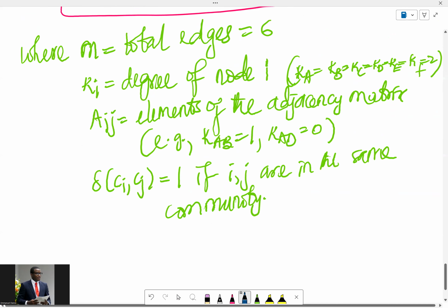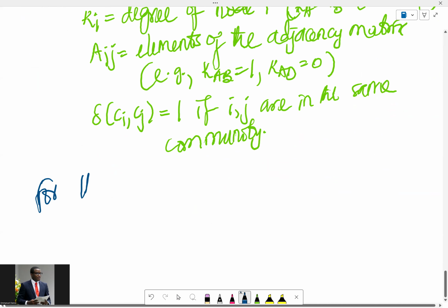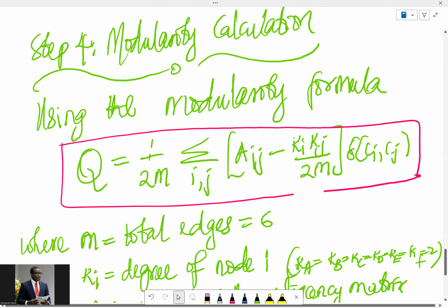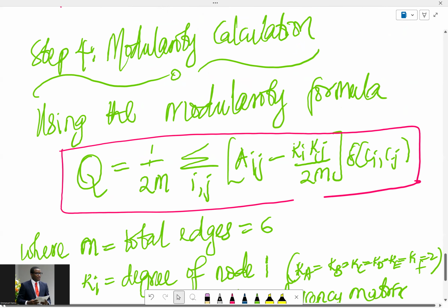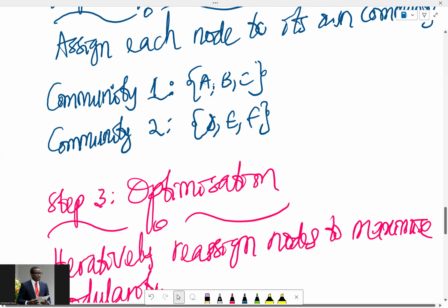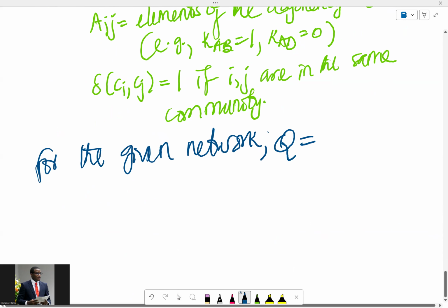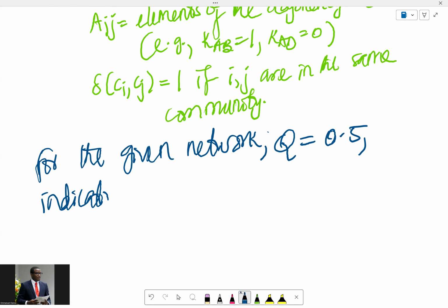So at the end of the day, for the given network, if you follow it through, that's going to be a lot: 1 over 2 times 6 summation. Then we take all the elements. We have 36 elements in all. So I'll just go straight and drop the answer and move on. For the given network, Q is equal to 0.5, indicating a strong community structure.